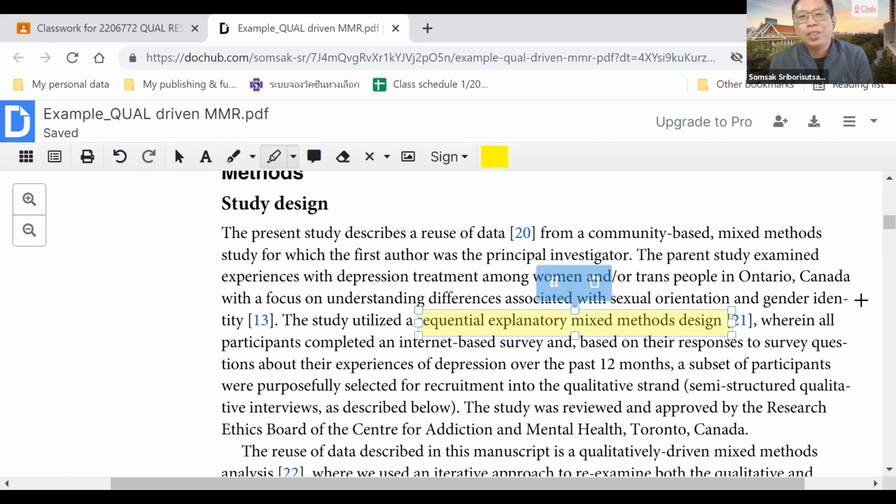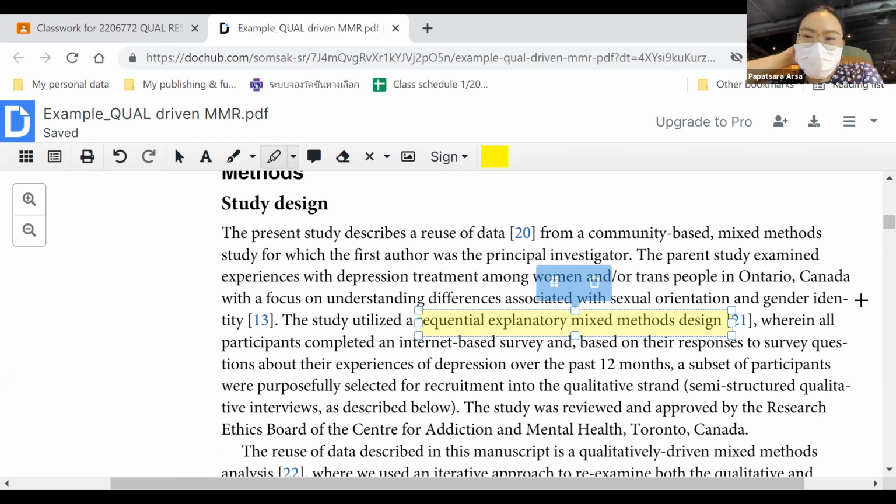And again, Pupik answers Vince's question from the first break, because it's a good example. You have to identify explicitly the kind of design you use for your mixed methods research. You know what I mean? They identify exactly, explicitly, that they use a sequential explanatory mixed methods design. They just specify exactly what they want to use.